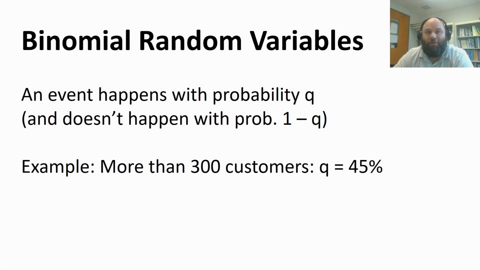In the last video, we took a look at an event which either could happen or might not happen. That is, whether we have more than 300 customers. This is an example of something called a binomial random variable. This occurs when we have an event that happens with some given probability, and therefore doesn't happen with probability given by subtracting that from 1. So I just called it Q here. For example, the event that we have more than 300 customers is an event with probability 45%, and that event doesn't happen with probability 55% or 0.55.